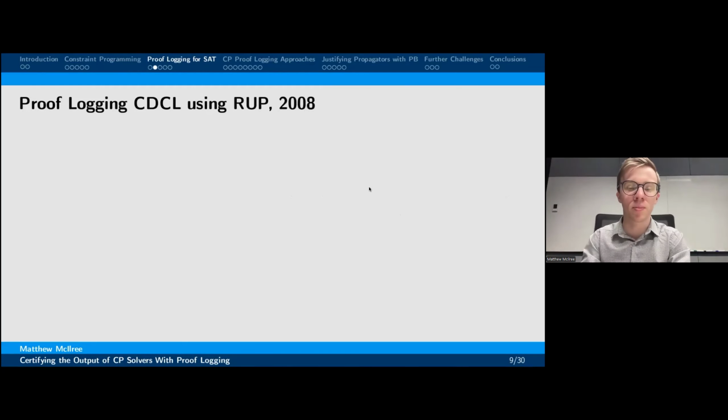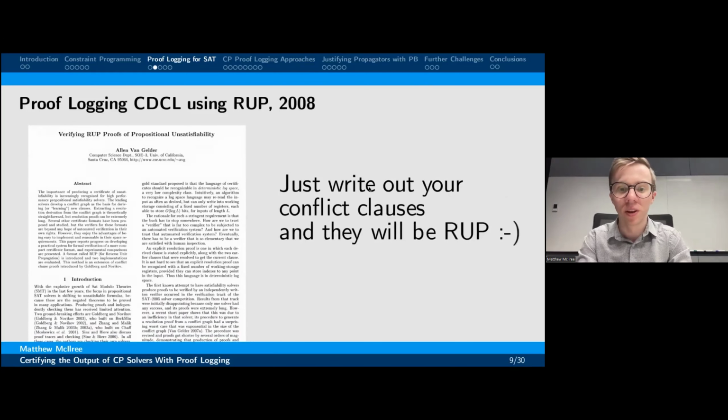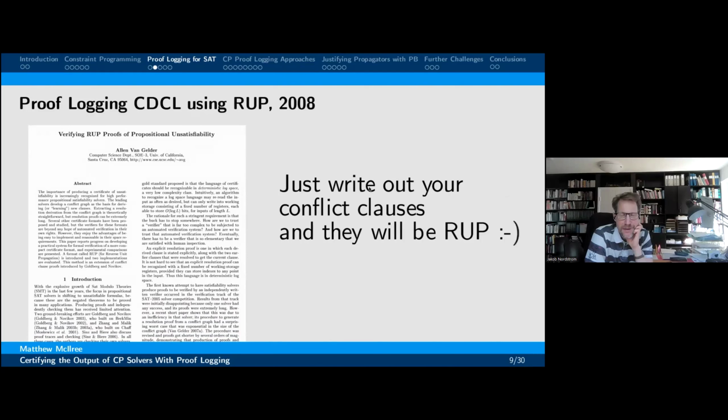So a bit of a breakthrough came in 2008, where it was shown that proof logging for CDCL SAT solving can be done by outputting all clauses as RUP steps. This is another proof rule, which I will give a brief explanation of if that's requested. Would we like a quick explanation of RUP? I know the present audience knows what RUP is, but I think for a more general audience we should definitely explain the concept of RUP.